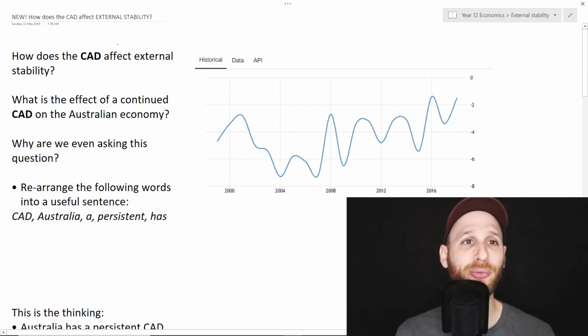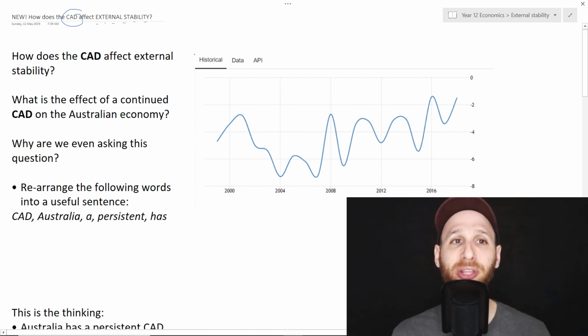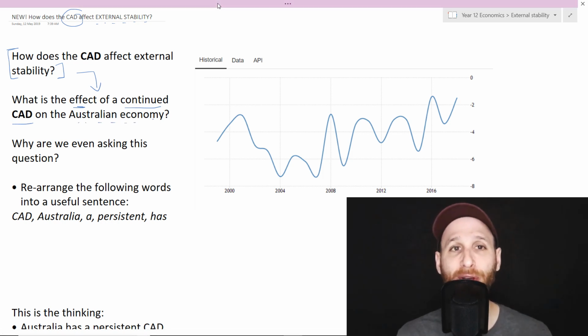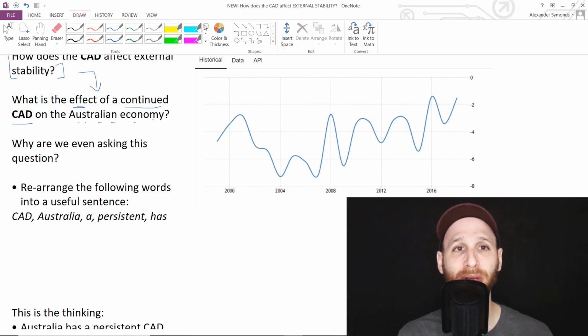So, as discussed, we're talking about how does the CAD affect external stability. Another way that you could think about it is this idea of what is the effect of a continued CAD on the Australian economy. Let's just focus on that for a moment.